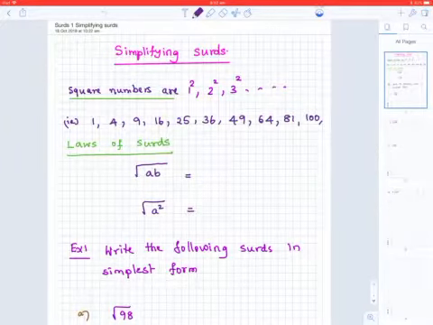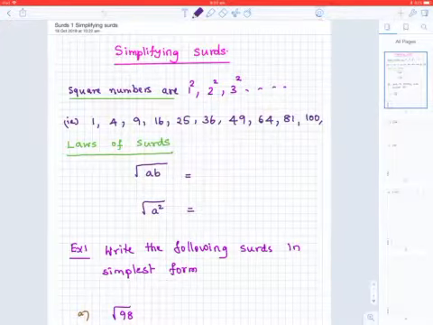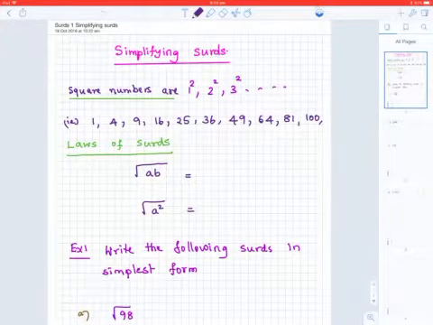Hello and welcome. Today we are going to simplify surds. Now before we simplify surds, we need to know a few things.